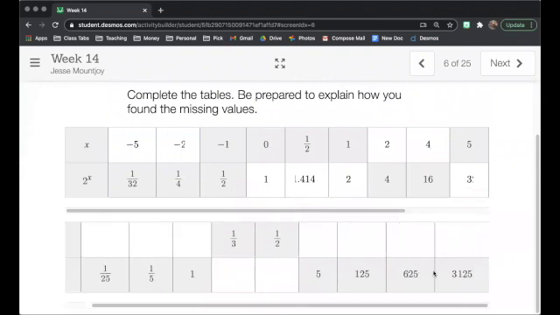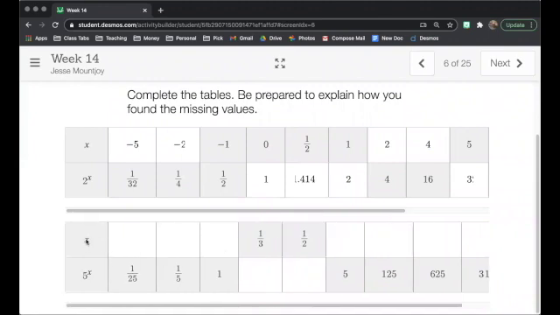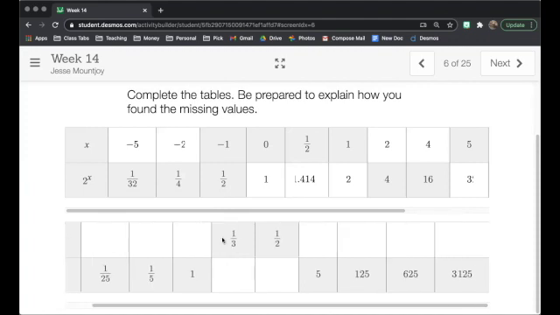This next one here, I want you to pause the video and go ahead and try on your own. So we have x to the 5th power. We're trying to fill in these values here. So go ahead and pause the video and see if you can come up with those. And then when you come back, I'll have the answers for you.